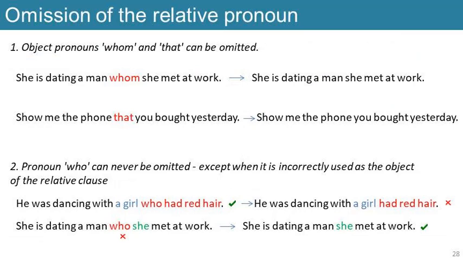The last slide had examples of when which can be omitted, namely when it is the object of the relative clause. The same applies to relative pronouns whom and that. Note, however, that who can never be omitted, except when it is incorrectly used as the object of the relative clause. For example, the use of who in "she's dating a man who she met at work" is incorrect, so who can be omitted in this case.